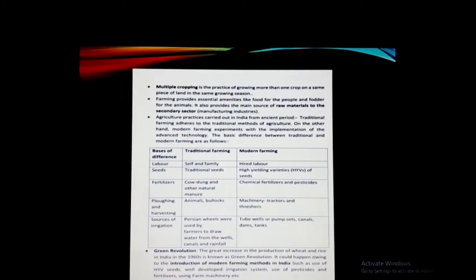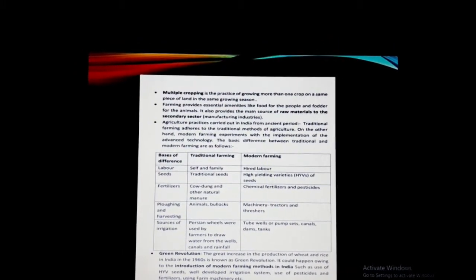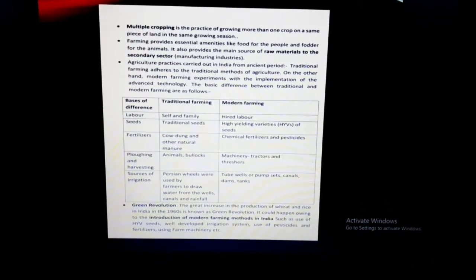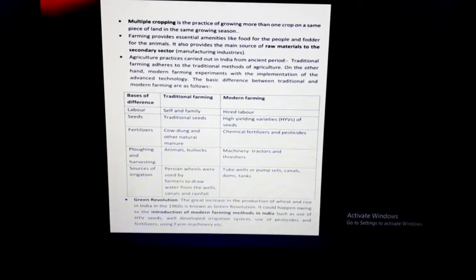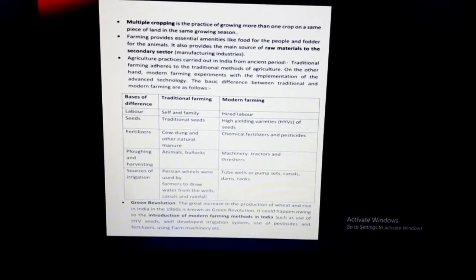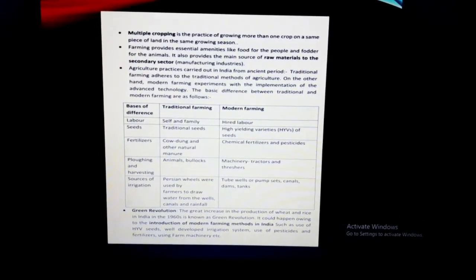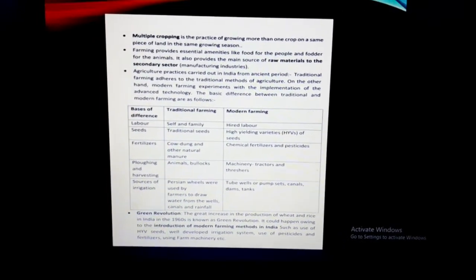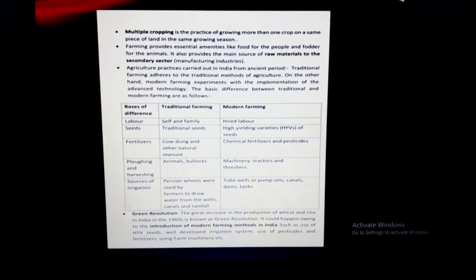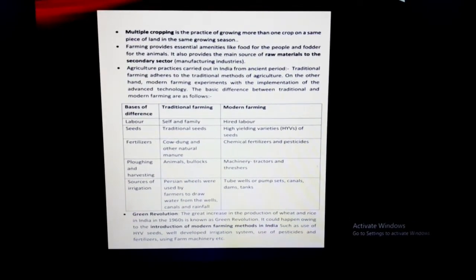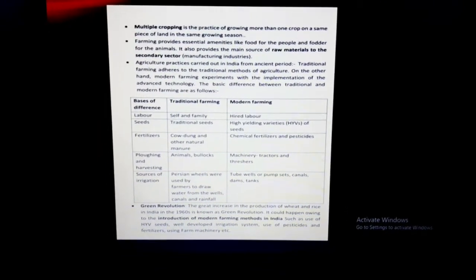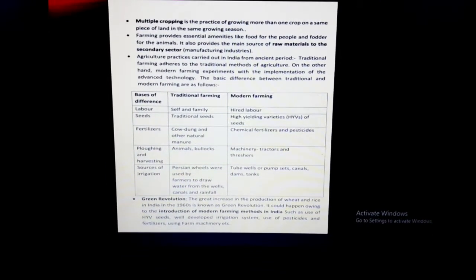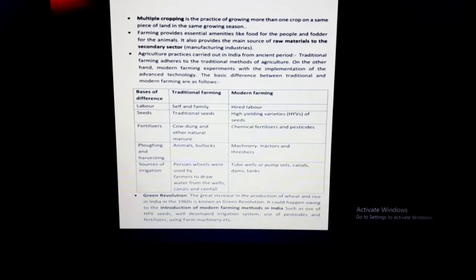Now, the third thing which comes here is agriculture practices carried out in India from the ancient period. Traditional farming adheres to the traditional methods of agriculture. On the other hand, modern farming experiments with the implementation of advanced technology. The basic differences between traditional and modern farming are as follows. Now we'll compare the traditional way of farming and the modern way of farming.